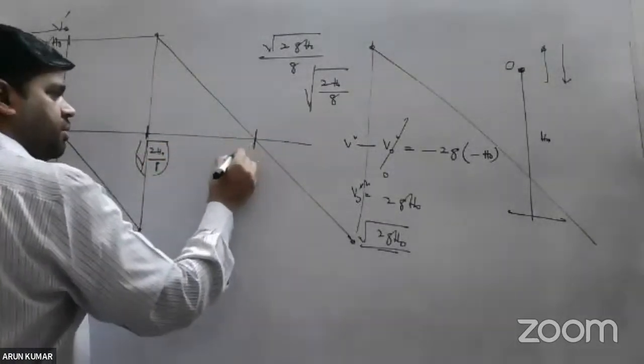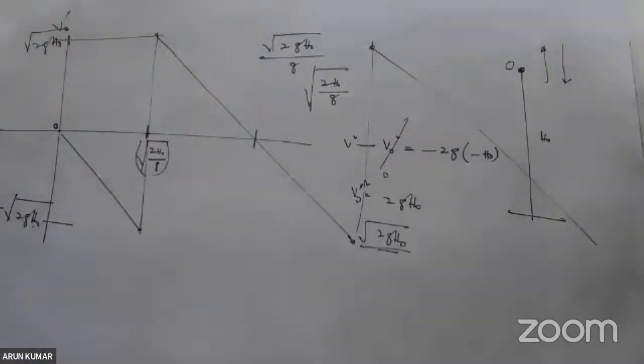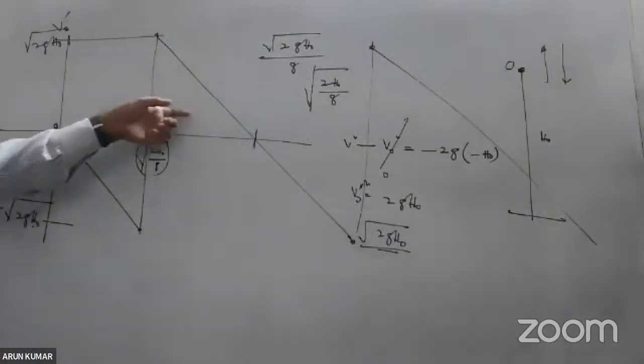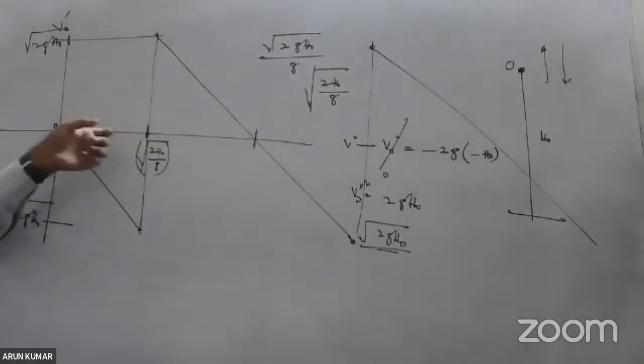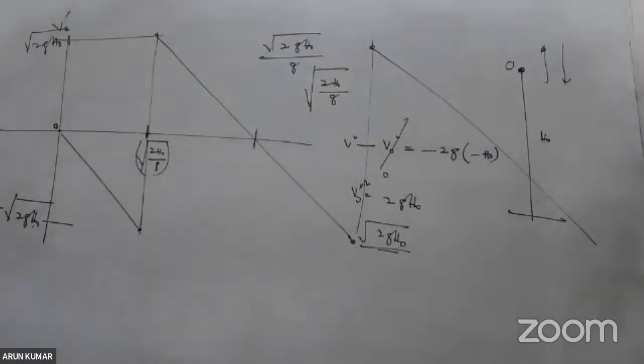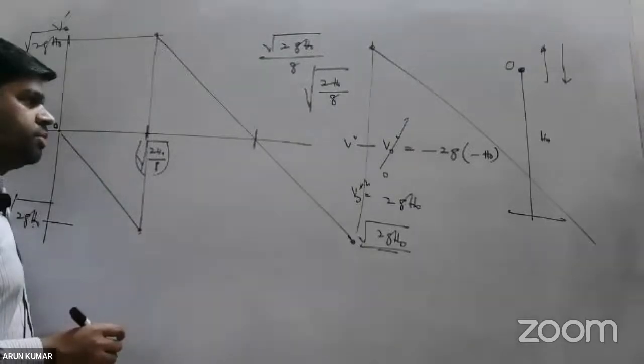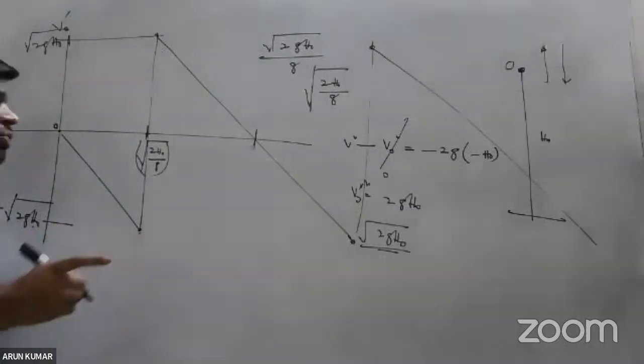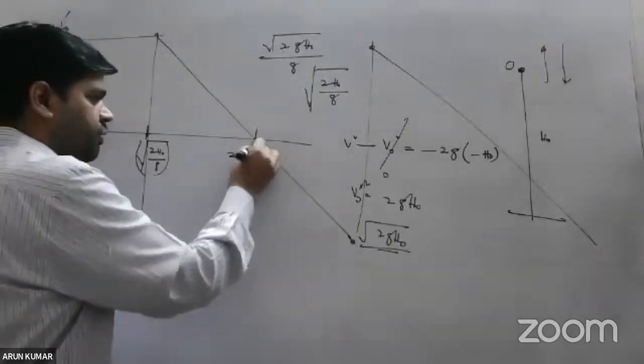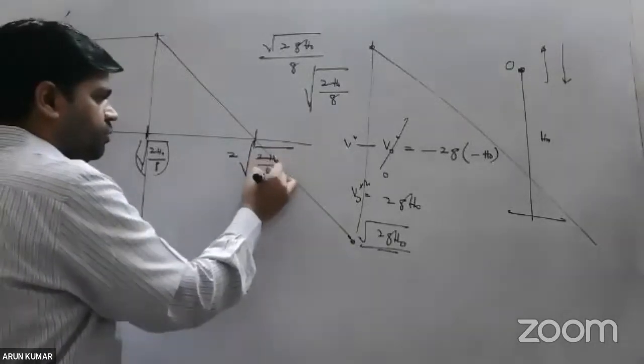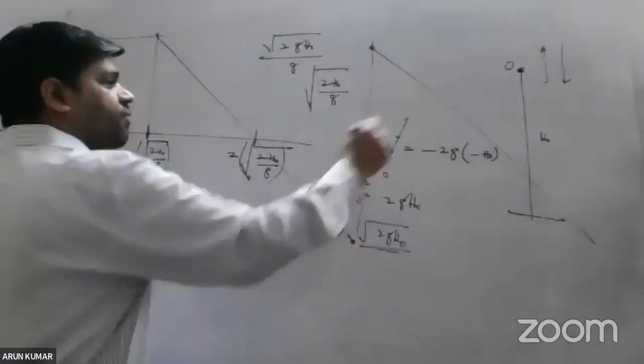And what is this now? Can you tell what this is? If this is root 2h by G, these two triangles are congruent. What is this point? 2 root of h naught by g, sir. 2 root of 2h naught by G. This will be 3 root of 2h naught by G. 4 root of 2h naught by G.